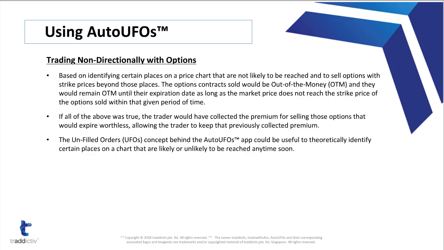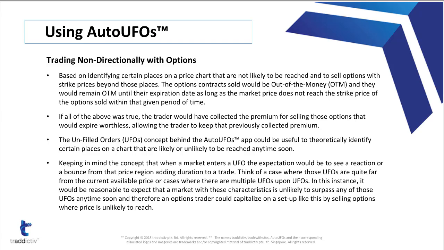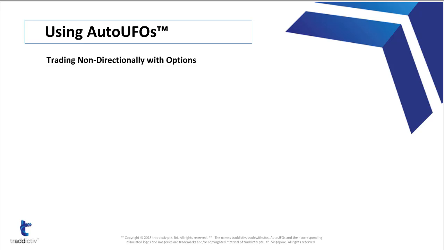So the unfilled orders behind the concept of the AutoUFOs could be useful to identify those certain places in a chart where a market is not likely to go, where price is not likely to reach that level anytime soon. Keeping in mind that when a market enters a UFO, the expectation would be to see a reaction or a bounce. Every one of those bounces is going to give you time. And in the world of options trading, we talk about time decay, and that's how you make money selling options. Again, a crash course on trading options non-directionally.